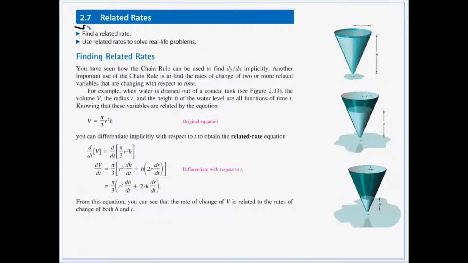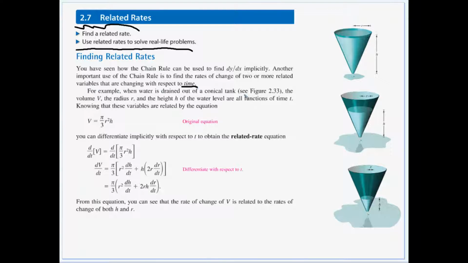In this one we're going to do section 2-7, related rates, and we've got two bullet points: find a related rate, and use these related rates to solve real-life type problems. So the book says you've seen how the chain rule can be used to find dy dx implicitly. Another important use of the chain rule is to find rates of change of two or more related variables that are changing with respect to time.